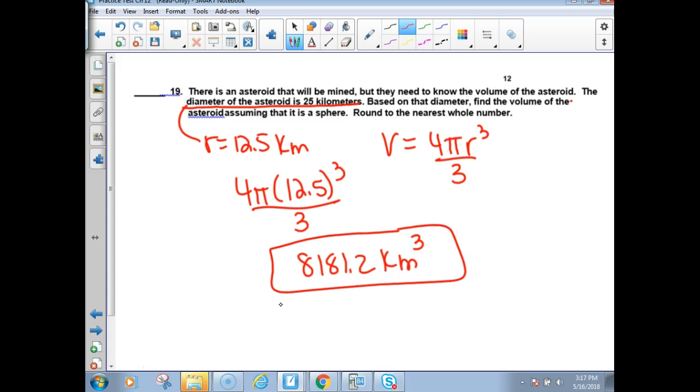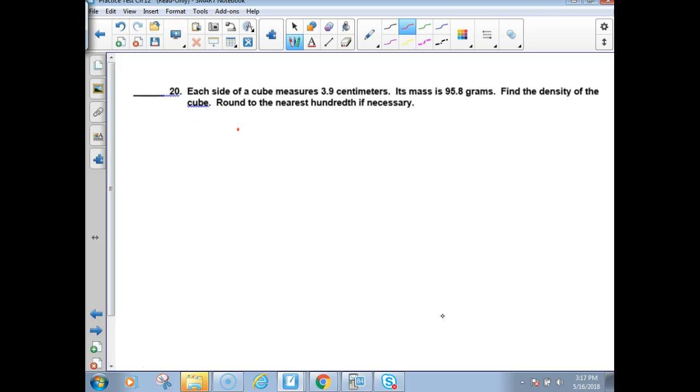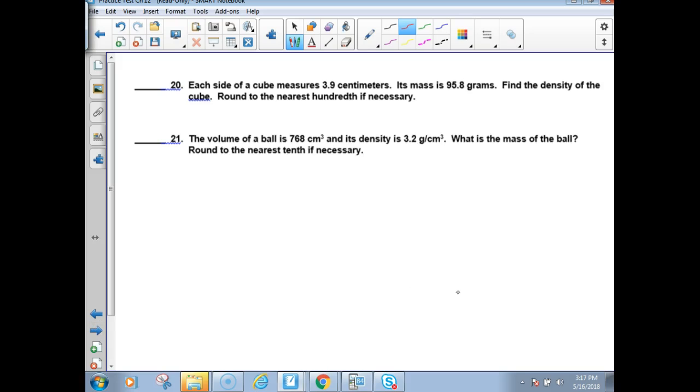I don't know how you mine that, but it would not be in a whole piece. You'd have to chop it up. Okay, did somebody still need that? No? All right, 19, and wait a minute. No, we just did 19, right? 20 and 21 are on density, which we crossed out of our ISN.